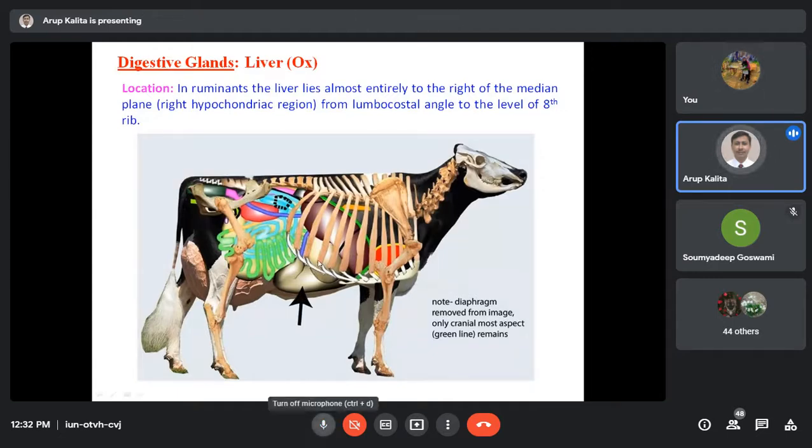So there is a connection here. Okay, there is a connection. So that is called the round ligament.